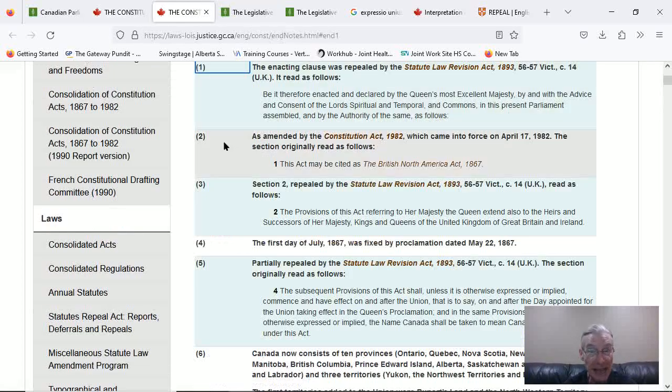Endnote number 2, as amended by the Constitution Act 1982, which came into force on April 17th, 1982, the section originally read as follows: "This act may be cited as the British North America Act 1867." Now, as I've stated before, changing the definition from the British North America Act 1867 to the Constitution Act 1867 does not make it a constitution. Back to our document.